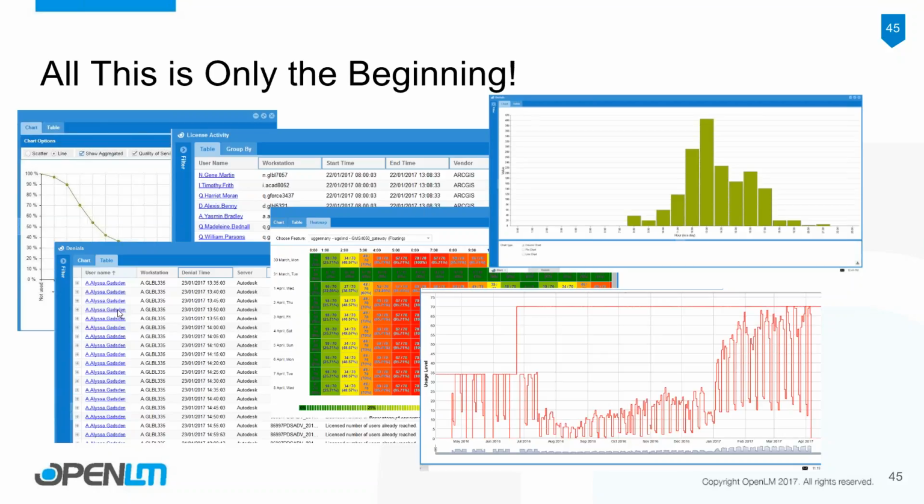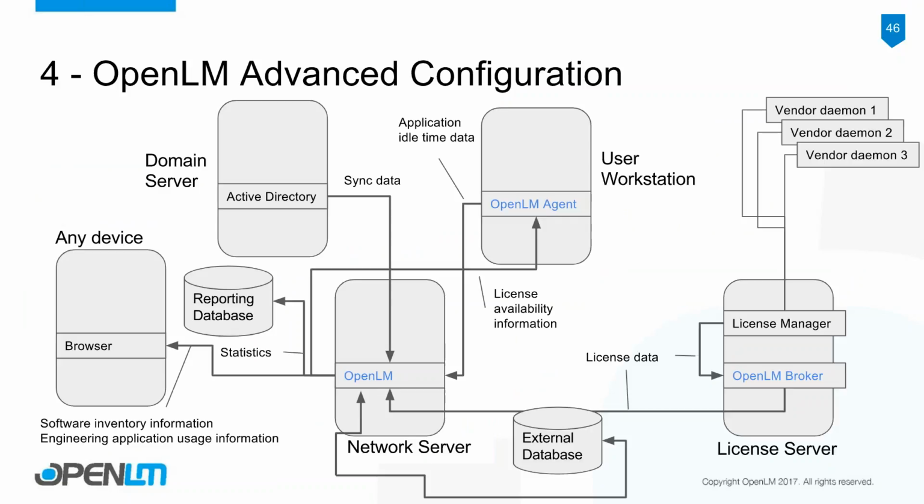So today we've looked at OpenLM's core functionality. This is what will give you the fastest return on your investment. But after you realize the power of OpenLM core functionality, you can go further. On top of the standard configuration, there are extensions to integrate with your enterprise directory service, provide your users with information about license availability, and establish external databases for reporting and storage. So we have a lot of extensions. As you see, it can get pretty complicated.